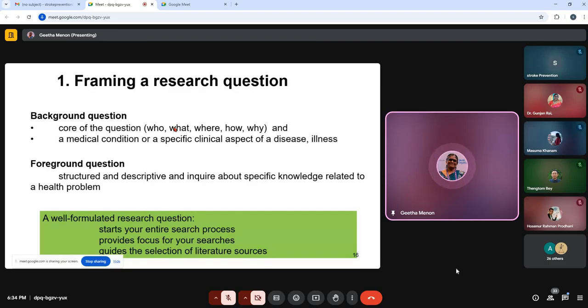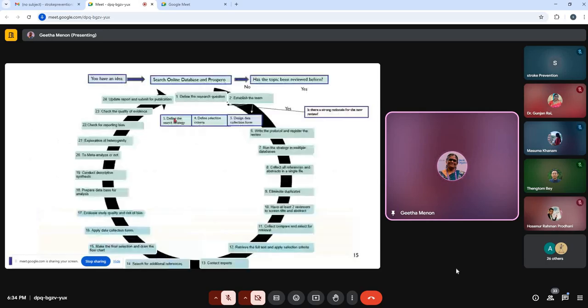And we should remember that when a systematic review is done, a well-formulated research question is the primary and foremost step which is needed, that helps you in the entire search process. It provides a focused search, and it guides in the selection of literature sources.